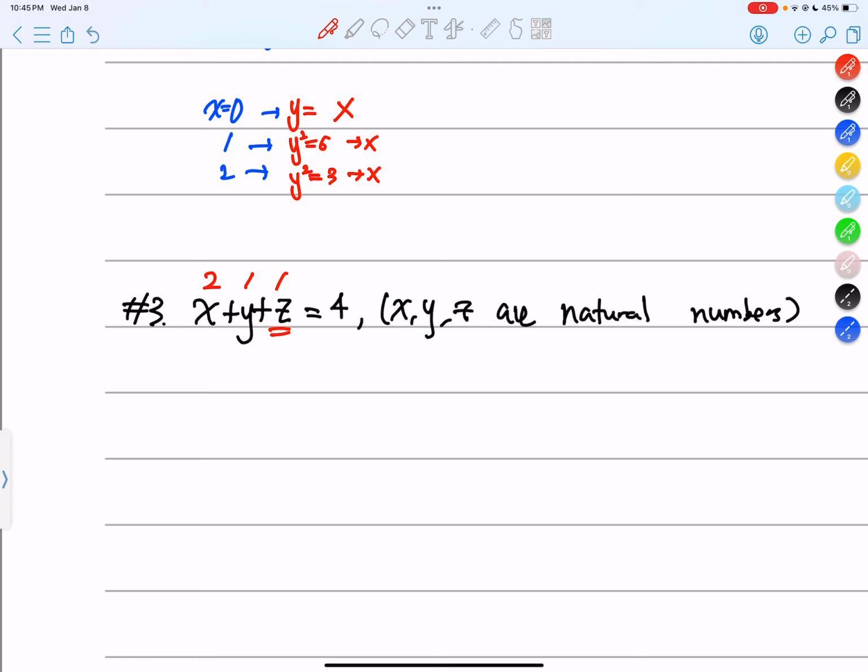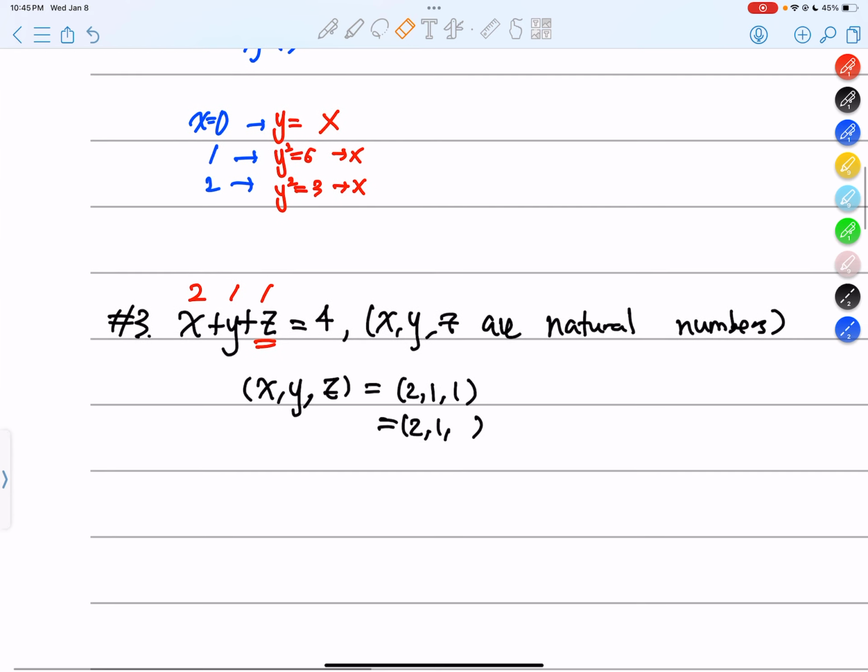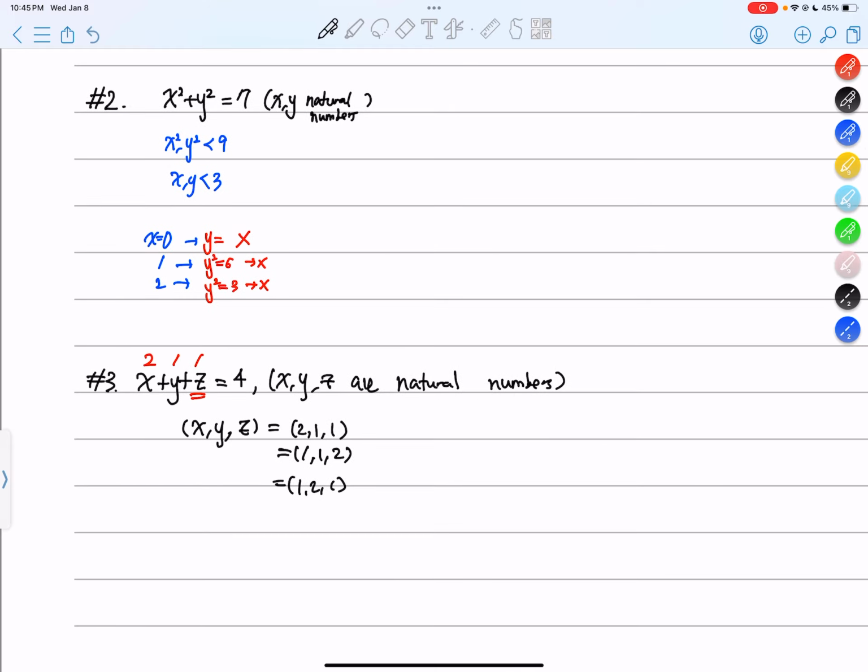What else is there? Yeah, that's the only possible option, right? Because if I go 1, then another one has to have 2. None of them can be 0. And so this is our only option. So the only possible ordered triples would really be, oh no, sorry, 1, 2, 1, 1, 1, 2, and then 2, 1, 1. So these are the only possible options.